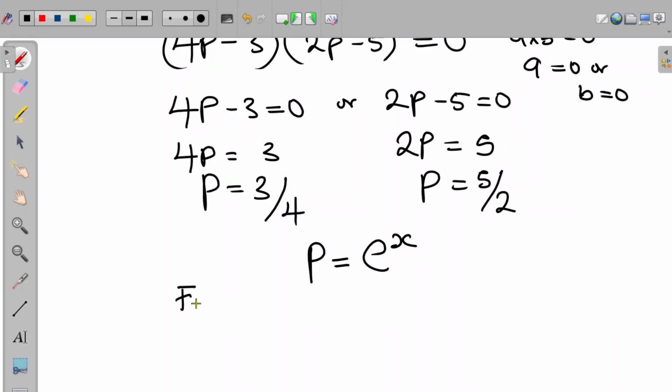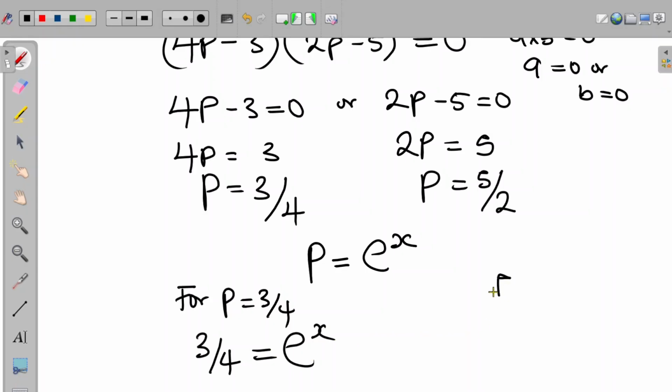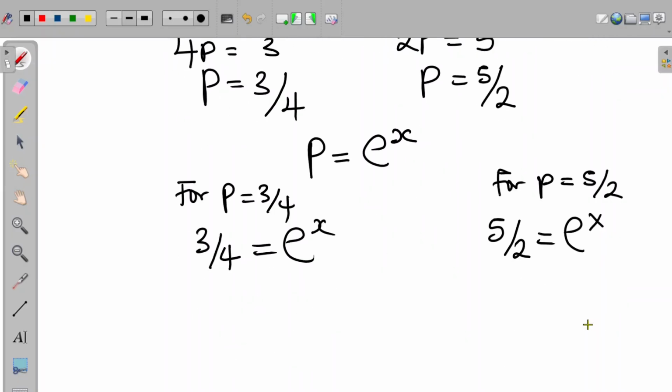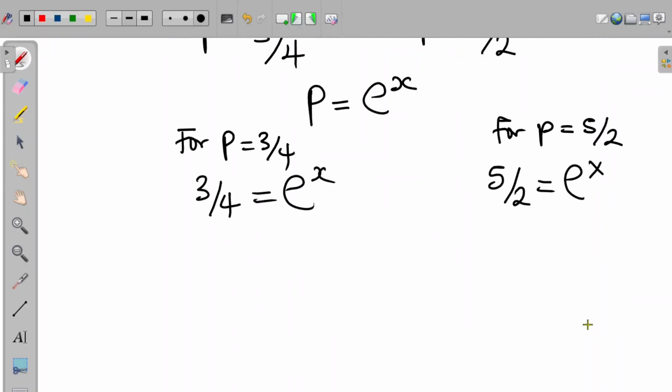So for p equal to 3 divided by 4, we have that 3 divided by 4 is equal to e to the power of x. And also for p equal to 5 divided by 2, we have it that 5 divided by 2 is equal to e to the power of x. So at this point, to obtain the value of x, we take the natural log of both sides.